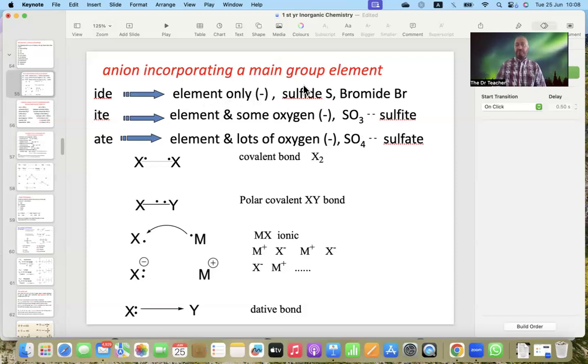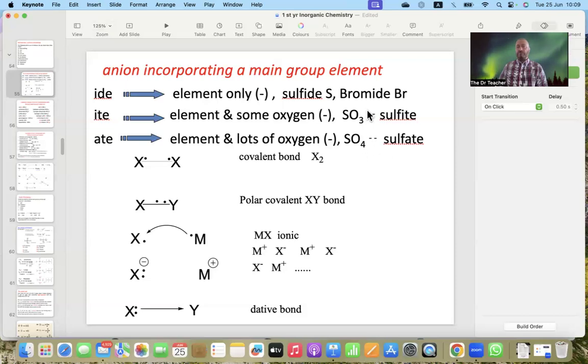Where sulfide is S, or bromide on its own, here with oxygen, less oxygen, we can give sulfite. The -ite will come with the name or the root. We call it here the half of the salt, SO3 minus 2. If it is more oxygen, lots of oxygen, we can call it sulfate. So this is a sulfate, SO4 minus 2.